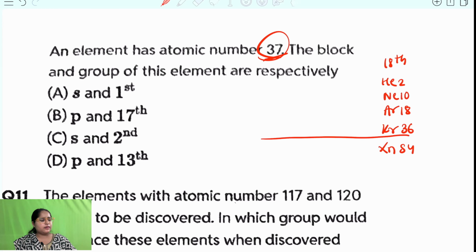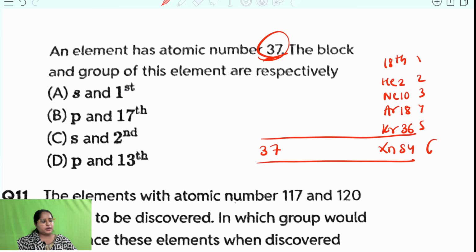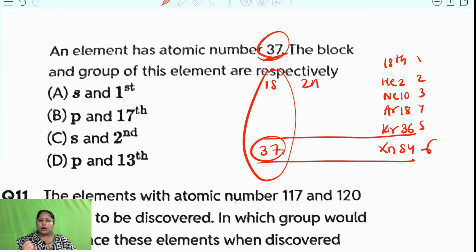37 will come after 36, in the next period: first, second, third, fourth, fifth period. So the period we have got is the fifth. Next let us check the group number. 37 is coming in the s block. After the end of the 18th group, the first group comes again, then the second group, and the first group means we are talking about the s block. So s block, first group. Option A for question number 10.